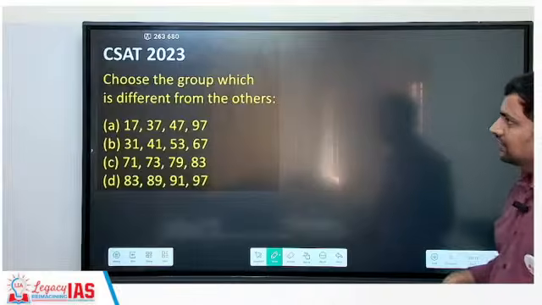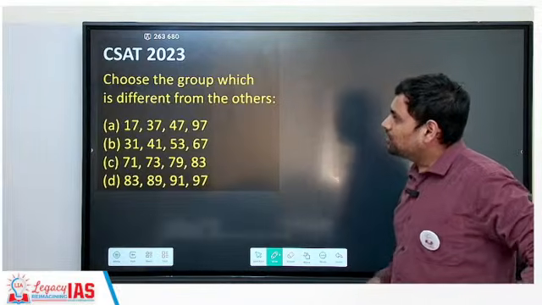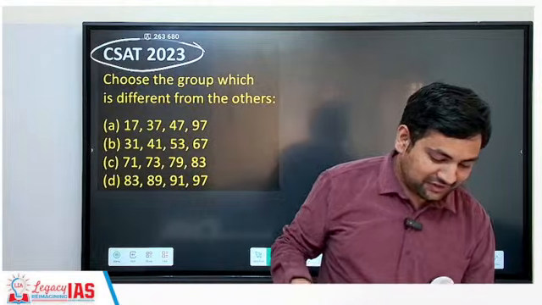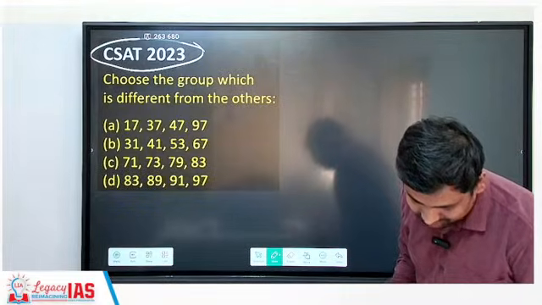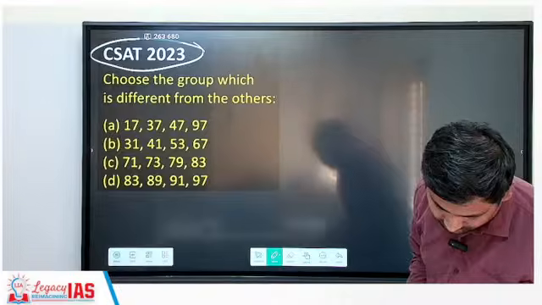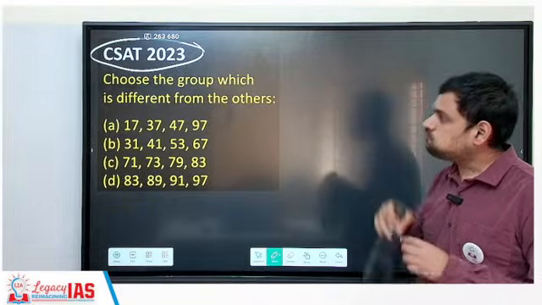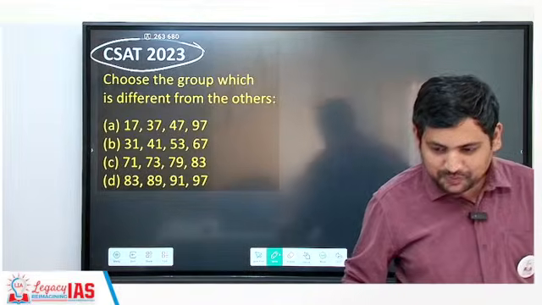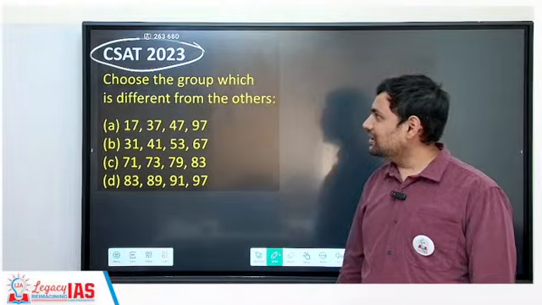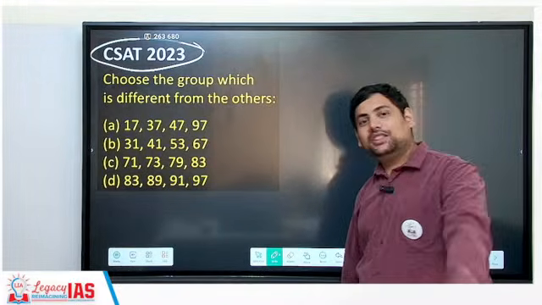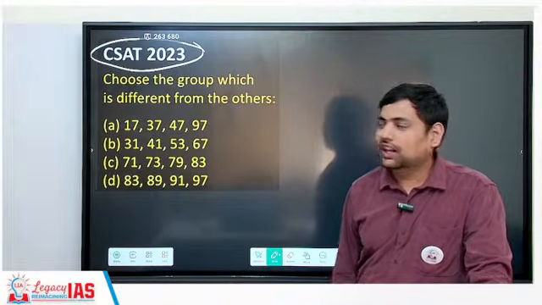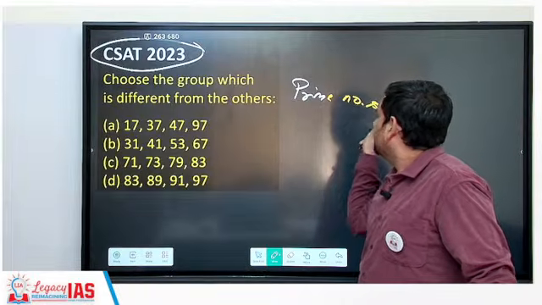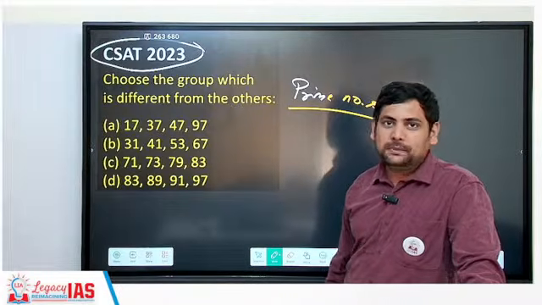Then next. Now it says choose the group which is different from the others. As different as the CSAT 2023 paper. It was also a very different paper. Now, of course, this is not some series, this, that, but one thing remains common. What UPSC loves? If nothing is seeming to work, it is most probably prime numbers.